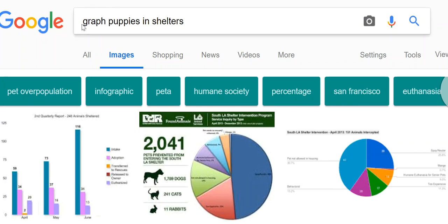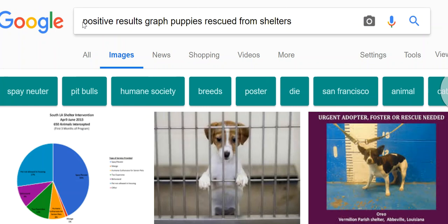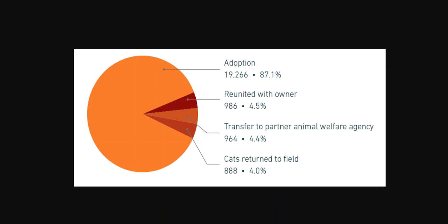I typed in graph puppies in shelters, and that took me to a page of graphs and charts that are pretty negative. And since the tone of my essay is positive, I'm going to refine my search for graphs. This time I refined my search to positive results graph puppies rescued from shelters. Now it took me a minute, but I actually found one that is the good news rather than guilt-induced. Do you see how simple and easy this graph is to insert into an essay? This shows a positive result from adoption.